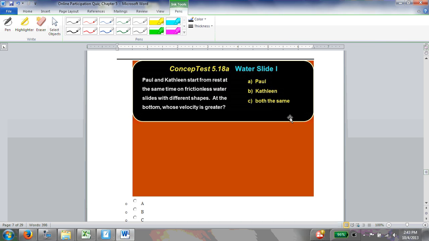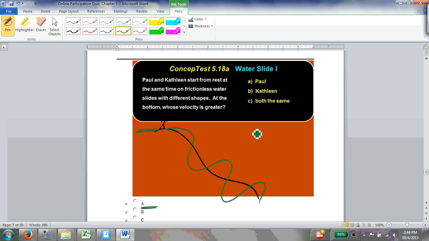All right, Paul and Kathleen start from rest on frictionless water slides with different shapes. At the bottom, whose velocity is greater? Well, it doesn't matter about the shapes because they're frictionless. Even if Paul goes down a slide like this, and Kathleen goes down a slide that's a lot bumpier like this, it doesn't matter because they're frictionless. They're going to have the same change in height, and so at the bottom, their velocity is going to be the same. Now, if there was friction, the person with the shortest path over which the friction would act would do less work, and so that person would be going faster.